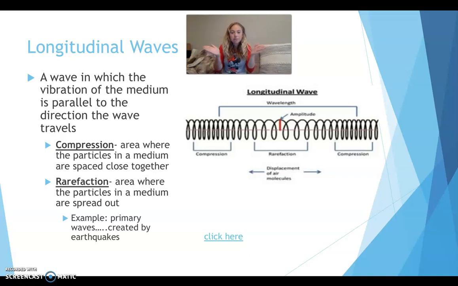When they are compressed, they are going to be very close together, and you can see that in the beginning of the first picture. And then they are going to spread apart, and that's going to be refraction, and then they kind of compress back together. The particles are going to be moving along the way with them. So an example of this would be earthquakes. They compress and refract, and they move across the earth.